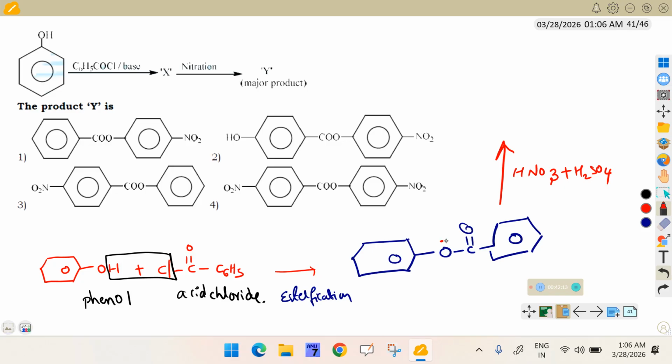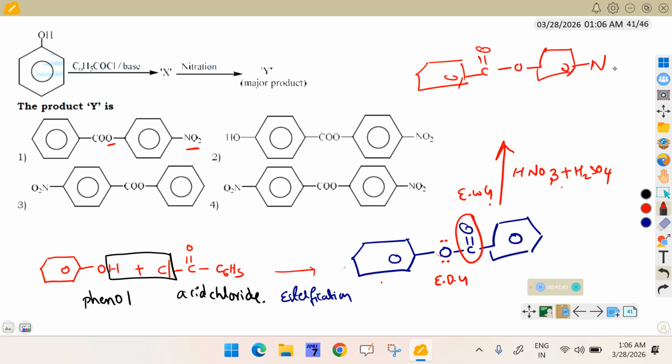Oxygen acts as strong electron donating group. Carbonyl group acts as electron withdrawing group. With respect to electron donating group, NO2 group is substituted at para position. With respect to oxygen, NO2 group is at para position. Then it gives C double bond O, N. So first option is correct option.